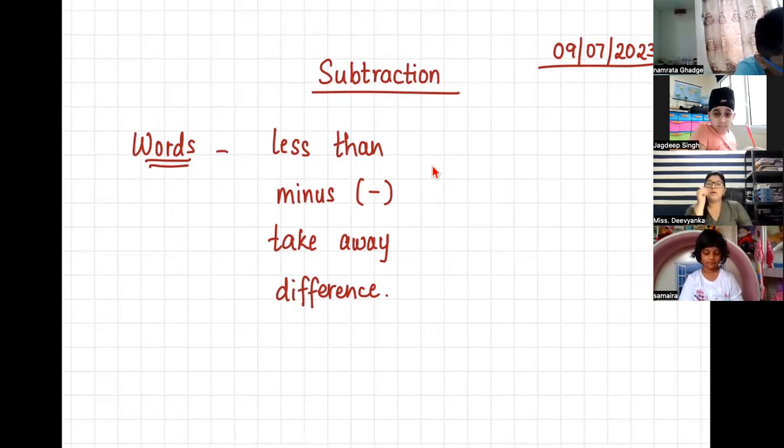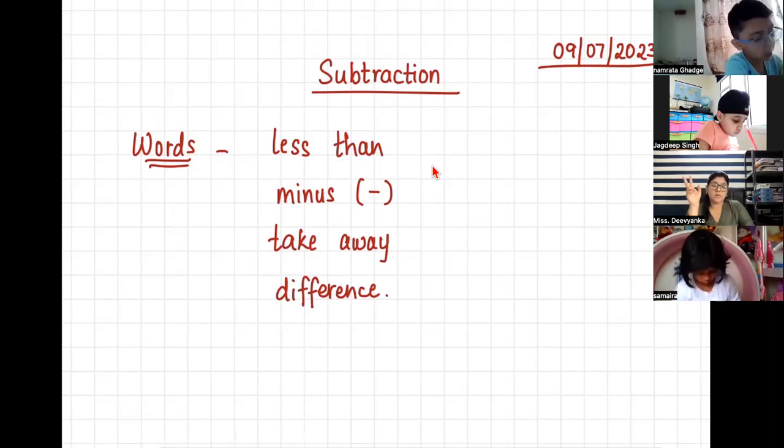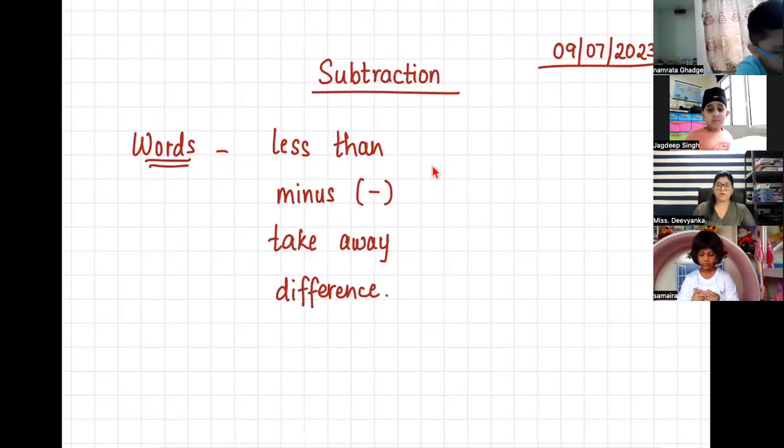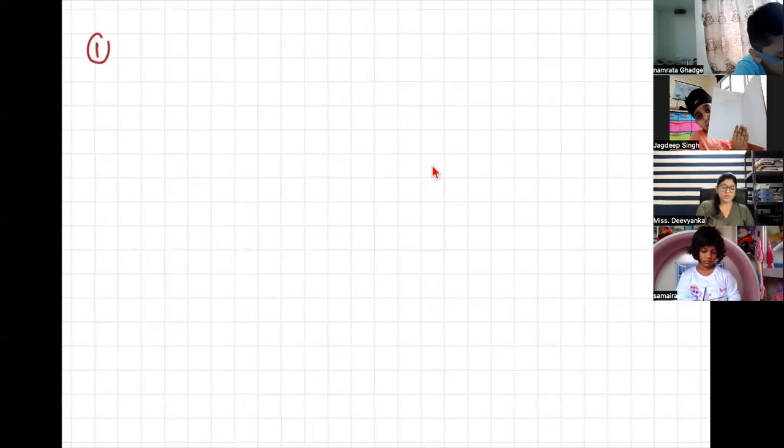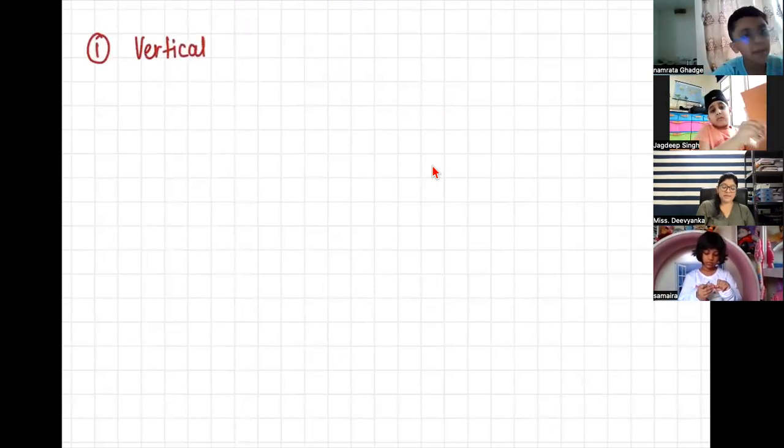Yes, ma'am. So in your class, you have subtraction with 1 digit as well as 2 digit numbers. So we are going to focus on both. Ma'am, I'm done. Now let's start. The first one is vertical subtraction. Let's do vertical subtraction first. Now you don't have to write anything, so just pay attention here.